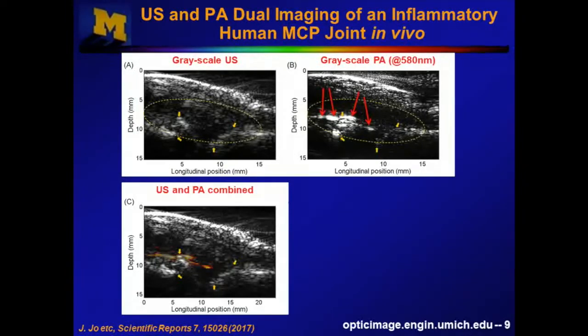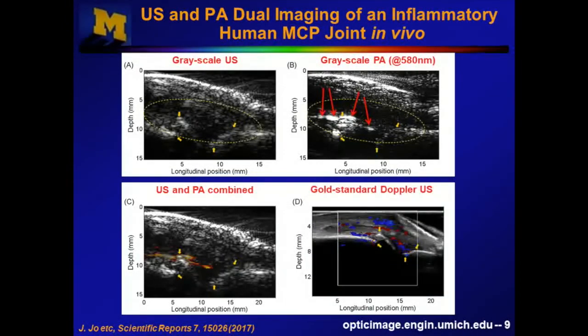Okay, we can now combine the ultrasound image and the photoacoustic image together as shown in this combined image, and we use grayscale ultrasound to show you the structural information, and the pseudo-color photoacoustic image shows you the hyperemia information. This type of combined image is very much similar to the gold standard Doppler ultrasound.